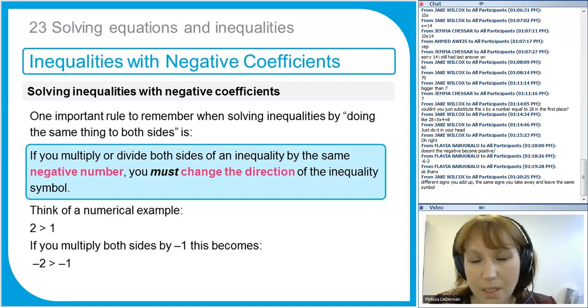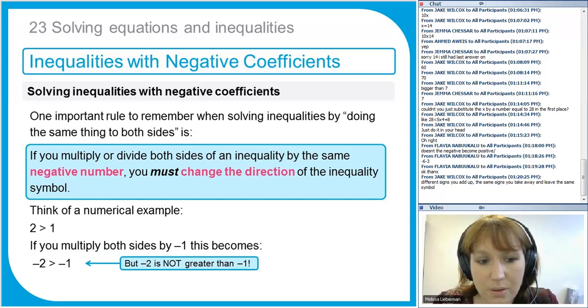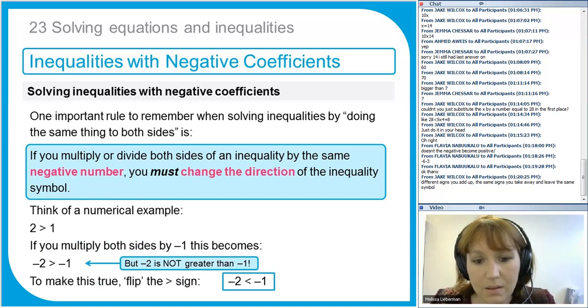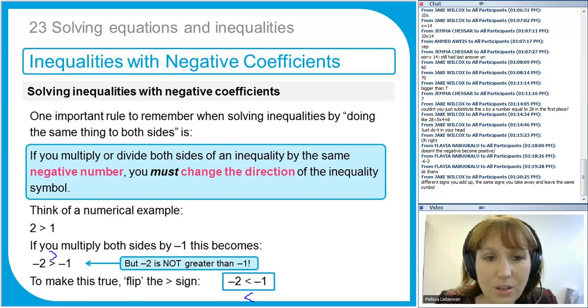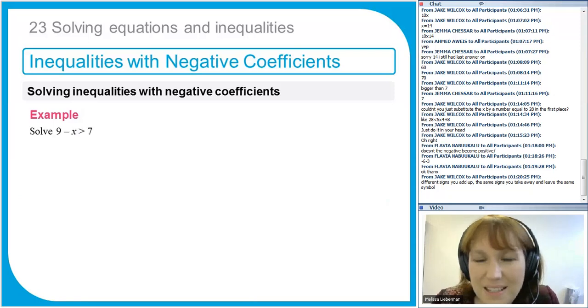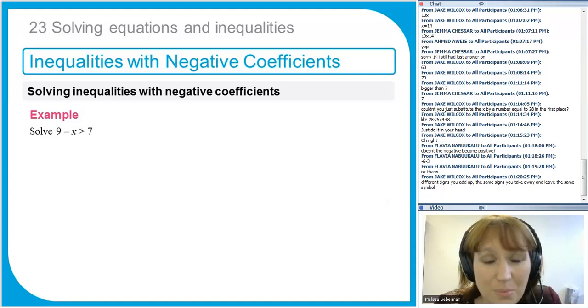So if I multiply both sides by a negative number with inequalities, it makes a statement that's not true. So I need to remember to flip the symbol around. So this sign needs to become this way round. -2 is less than -1. And as long as you remember that, you can use it. It might be better to say that when you're solving inequalities, try to avoid multiplying or dividing both sides by a negative number. But here's an example where you might need to.